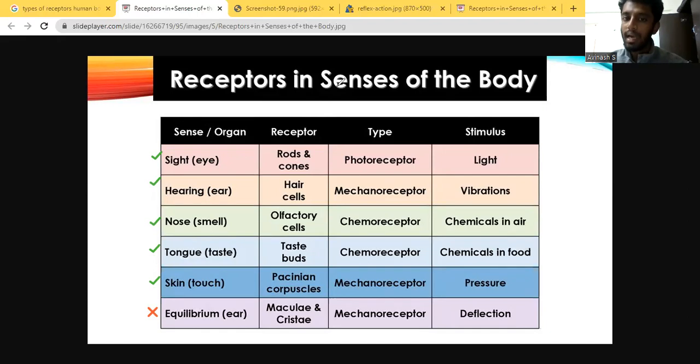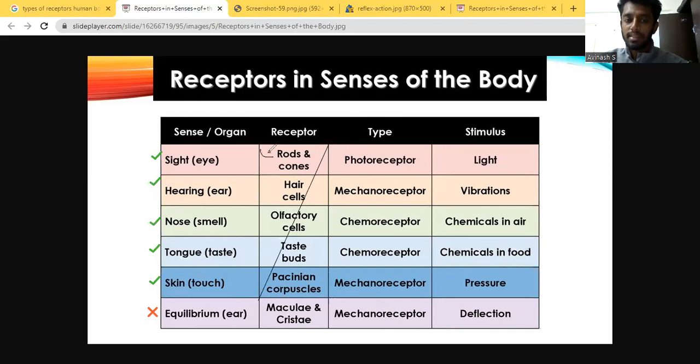Our eye has receptors called rods and cones. We have studied this in the structure of the human eye. Our ears have receptors known as hair cells. Our nose has olfactory cells. Our tongue has taste buds, and our skin has something called Pacinian corpuscles. But all of this is not needed from the examination point of view. This is just extra information.